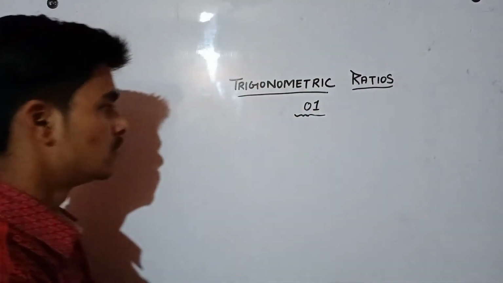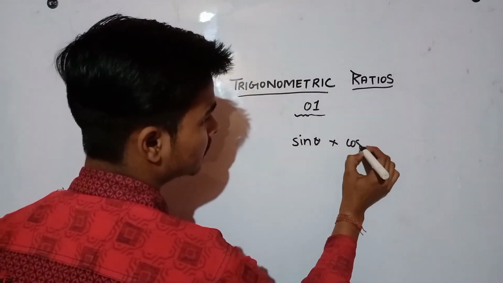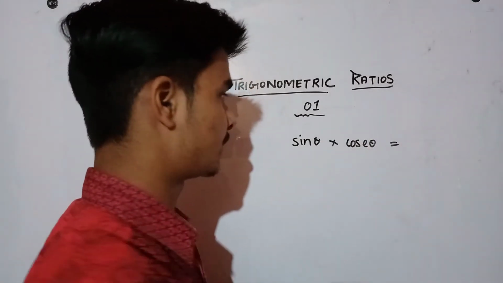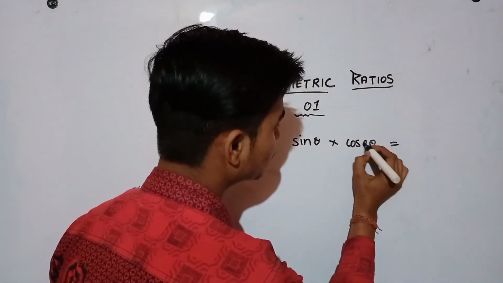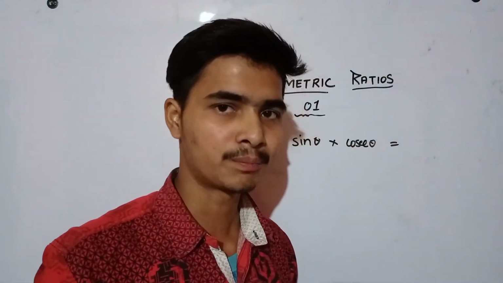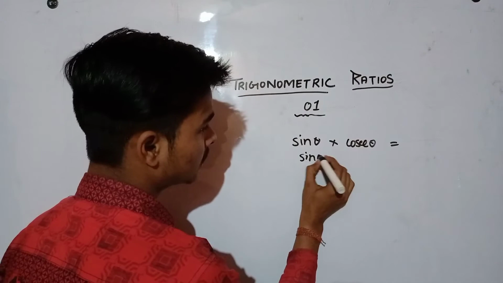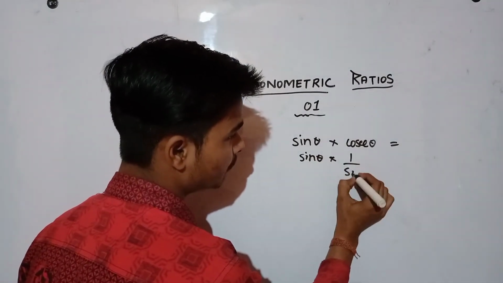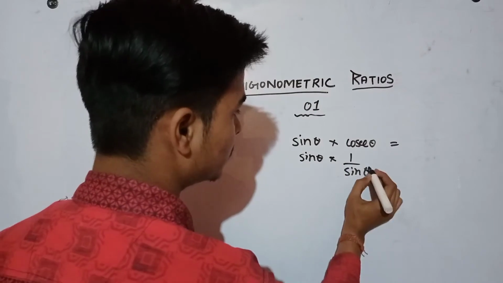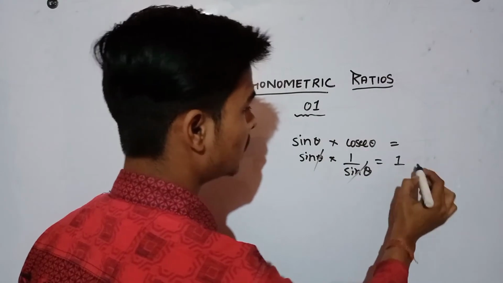Now it's time for other very important relations. See here, what if I multiply sine theta into cosecant theta? What am I going to get here? If I multiply sine theta into cosec theta, the answer I am going to get is 1. How? See here, I can write cosecant theta as 1 upon sine theta. Just now I told you that cosecant theta is equal to 1 upon sine theta. So this and this will get cancelled, and hence the value is 1.